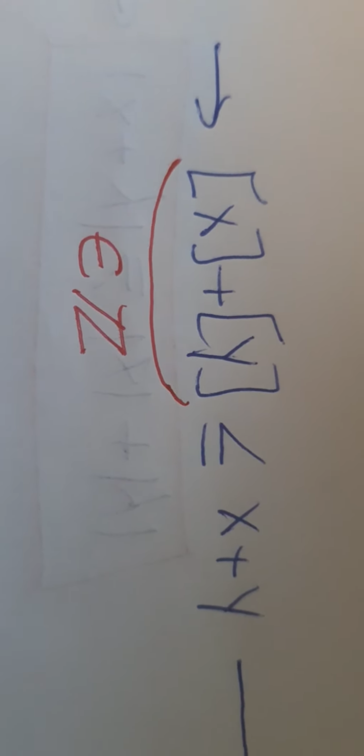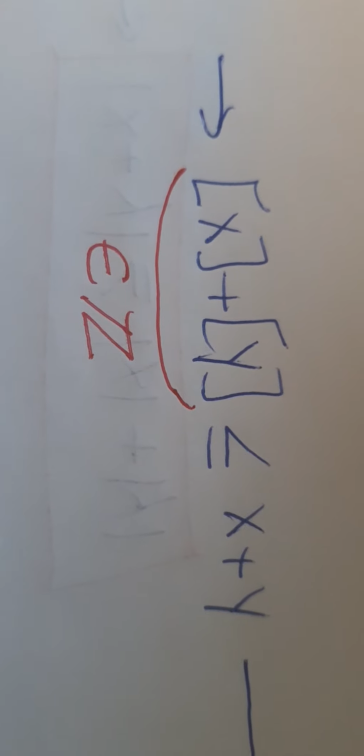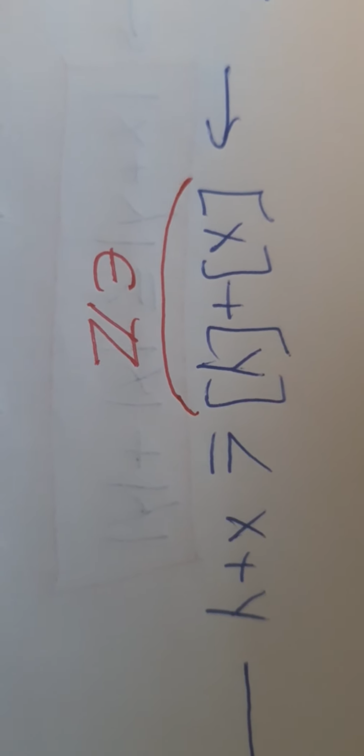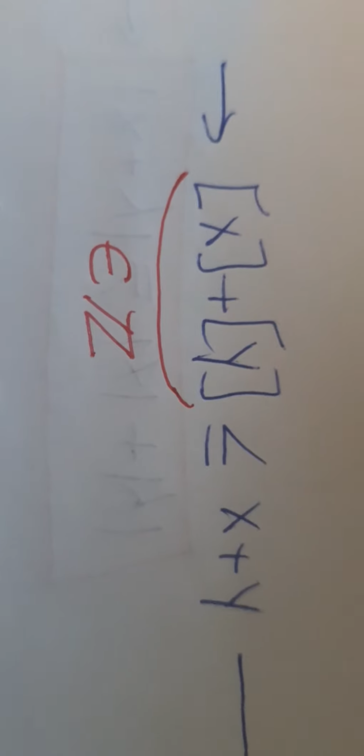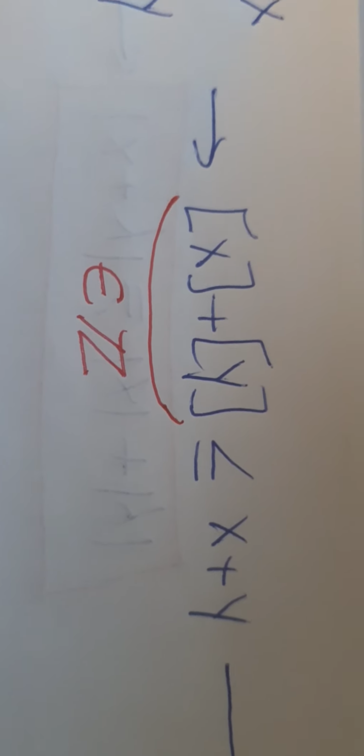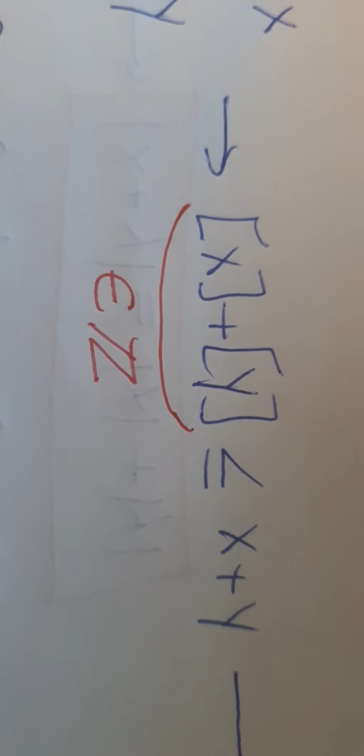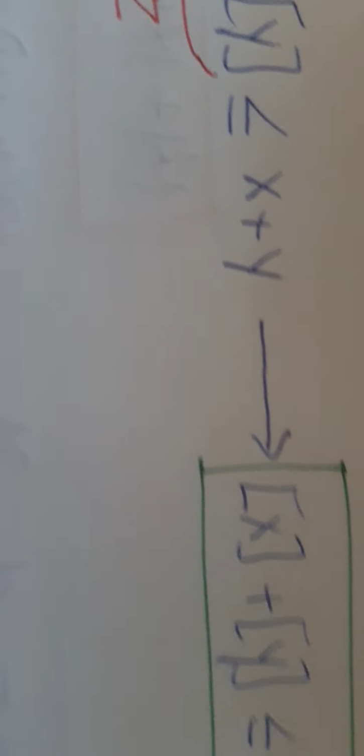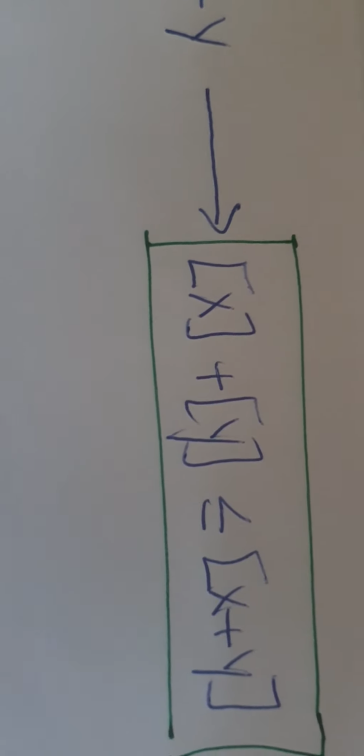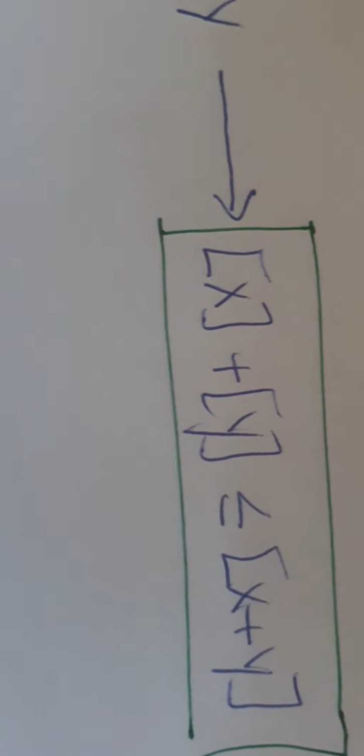And since the left-hand side is an integer which is less than or equal to x plus y, then according to the definition of the integer part, this integer is less than or equal to the integer part of x plus y, and we are done.